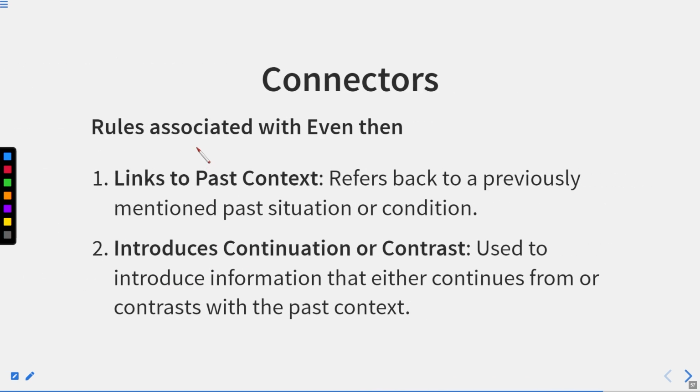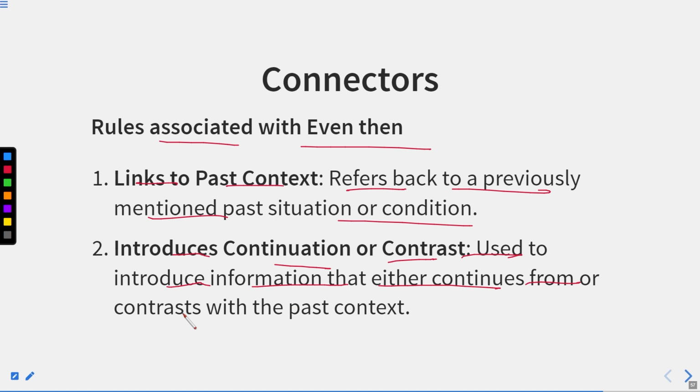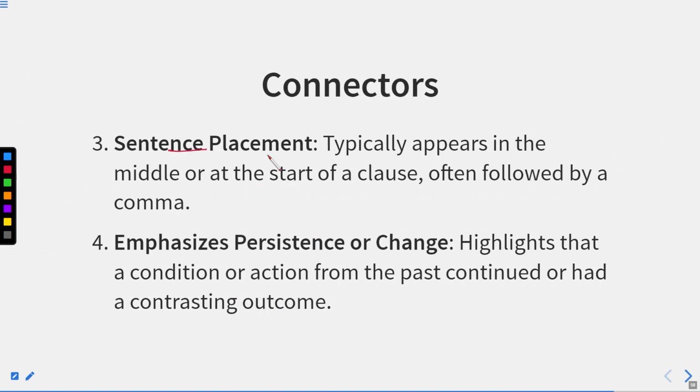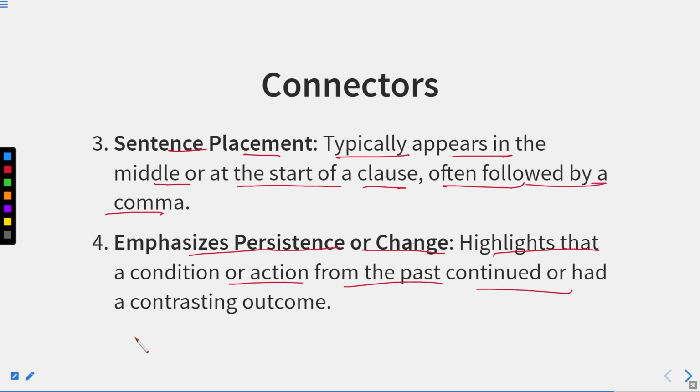Okay. Rules associated with "even then." Links to past context: it refers back to a previously mentioned past situation or condition. Introduces continuation or contrast: it is used to introduce information that either continues from or contrasts with the past context. Sentence placement: it typically appears in the middle or at the start of the clause, often followed by a comma. Emphasizes persistence or change: it highlights that a condition or action from the past continued or had a contrasting outcome.